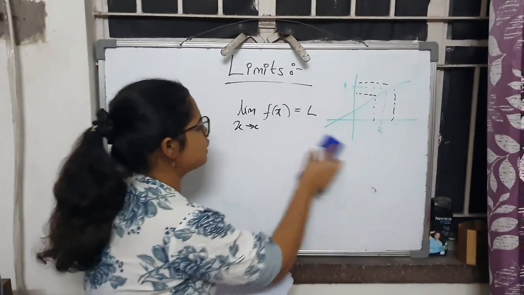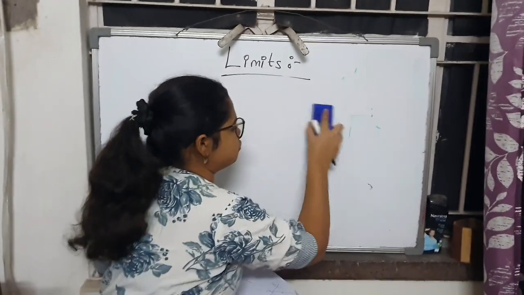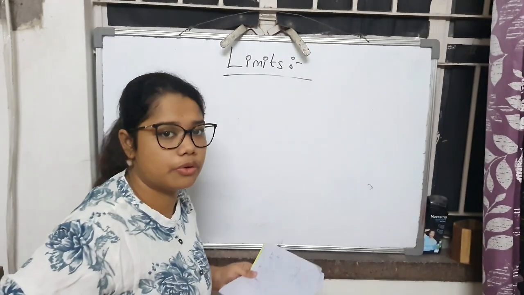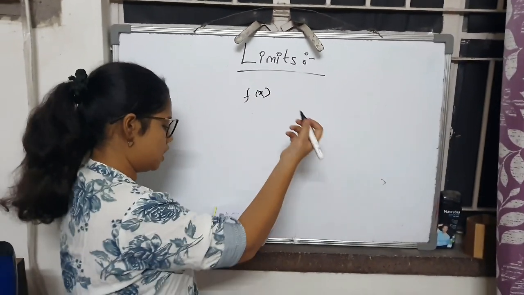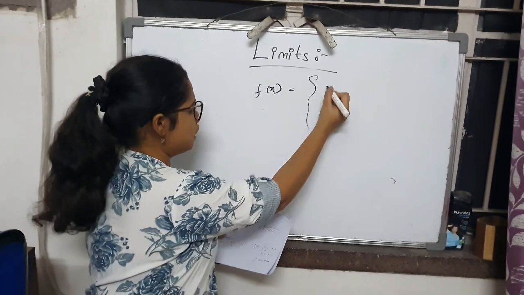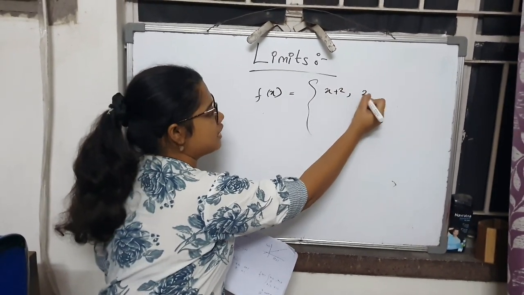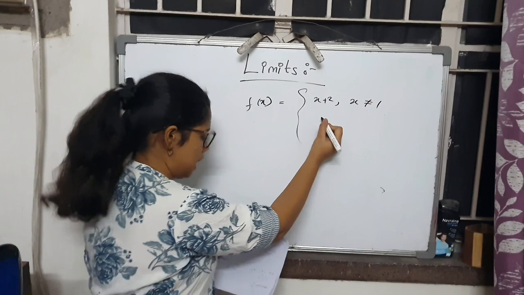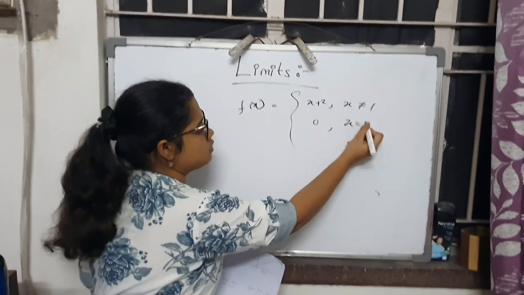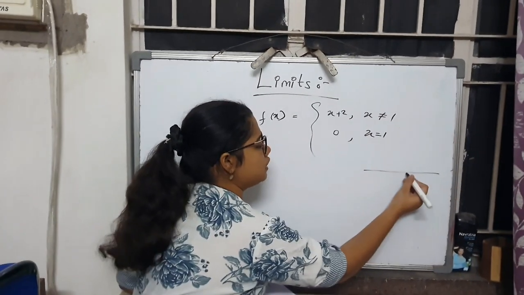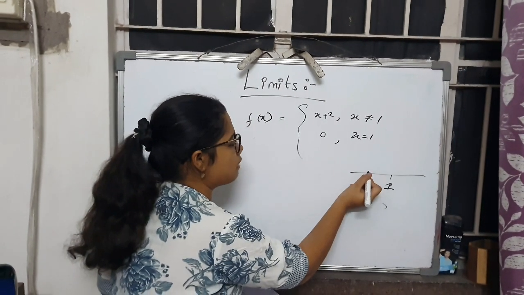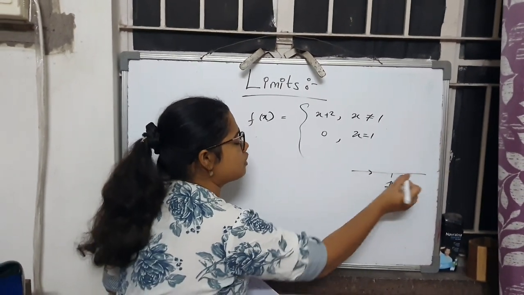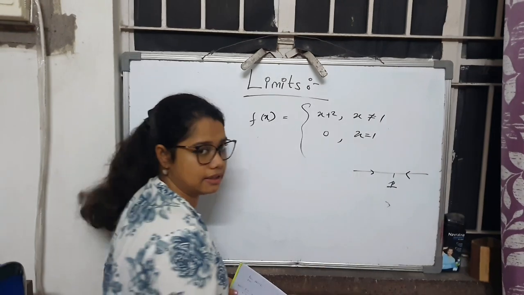So for example, let us take a basic example. I am going to show how we are going to compute. Suppose we have a function f of x which is defined as x plus 2 when x is not equal to 1 and 0 when x is equal to 1. Okay, this is our number line. This is suppose our point 1. First I am going to take the left hand limit and then the right hand limit.